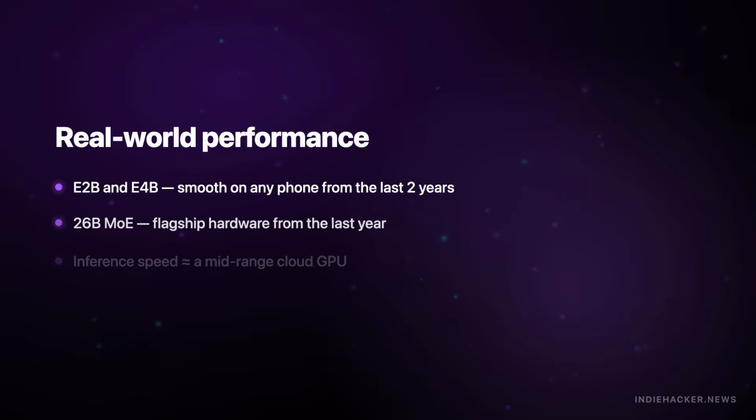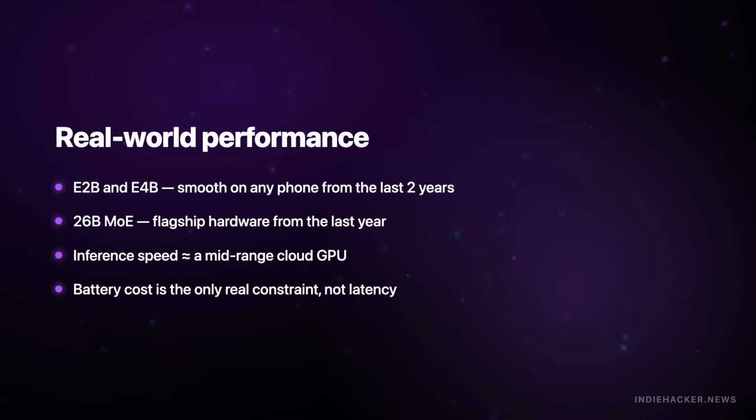The question everyone asks is how this actually performs on real hardware, because running a big model on a phone sounds like it should be slow. Honestly, it's better than you'd expect. The smaller Gemma 4 variants, the E2B and the E4B models, run smoothly on phones from the last 2 years, anything with a recent Snapdragon or Apple Silicon. The 26 billion parameter mixture of experts version is more demanding and works best on flagship hardware released in the last year. Inference speed ends up roughly comparable to running these same models on a mid-range cloud GPU, which is genuinely shocking when you stop and think about what's physically happening on the device.